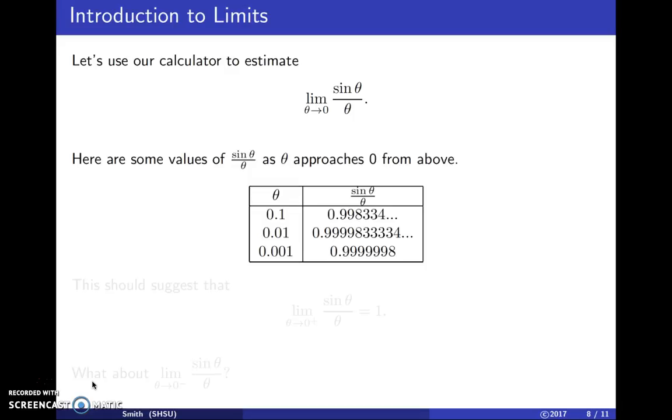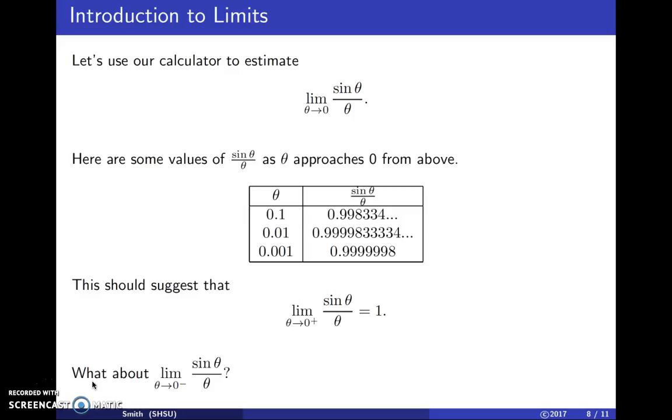Here are some values of sine theta over theta as theta approaches 0 from above. We're going to plug in some positive numbers like 0.1, 0.01, 0.001, and the theta values in the left-hand column are going down to 0, and the outputs in the right-hand column are approaching 1. So this suggests that the limit as theta approaches 0 from above is 1. By the way, if we're doing this, we must be using radians. We will not measure angles in degrees.